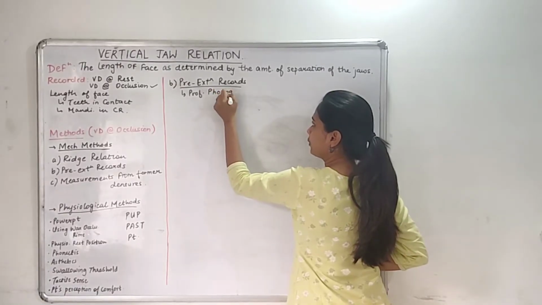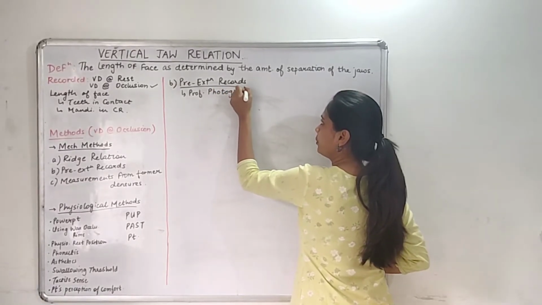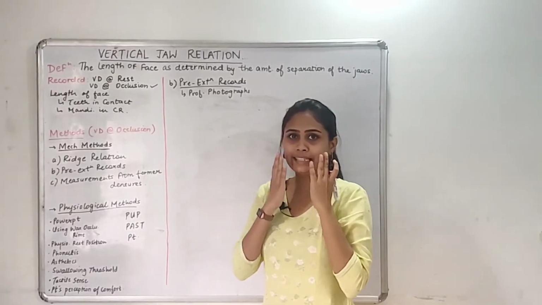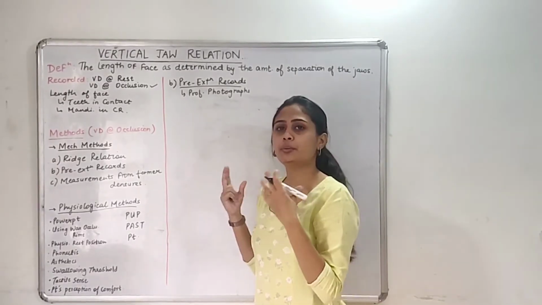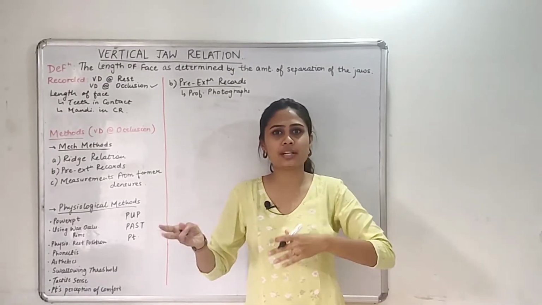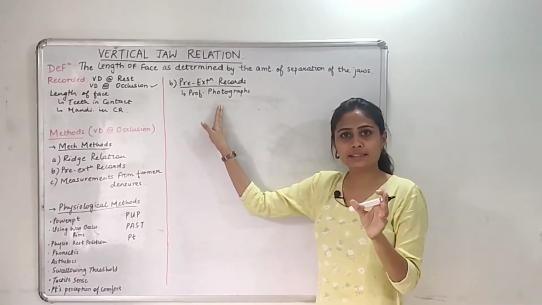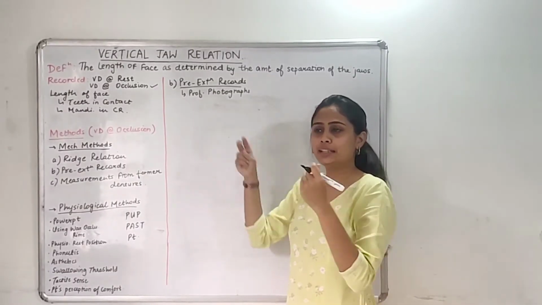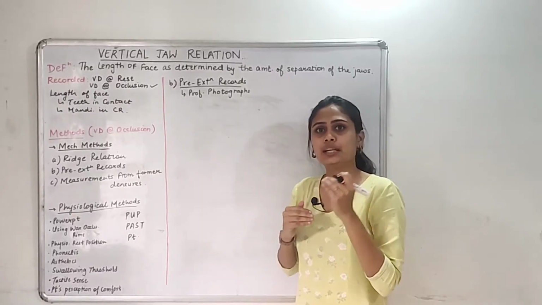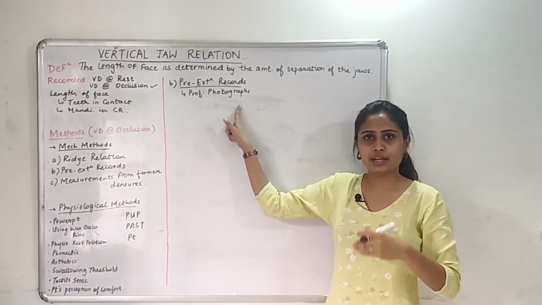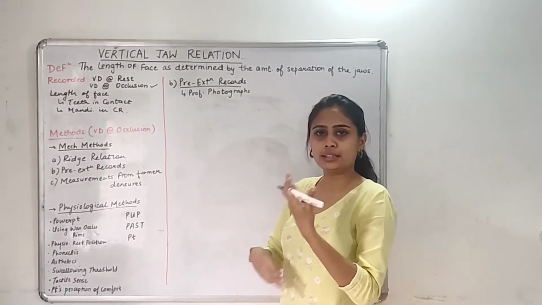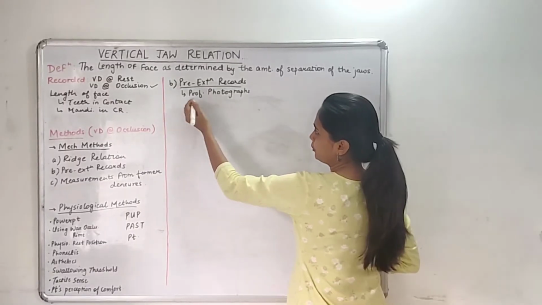In profile photographs, we take the photos of the patient before extraction. When the patient has teeth, the patient is dentate, we take the profile photographs, left, right, open, closed, everything, and these photos are later enlarged, and the distance between the anatomical landmarks is measured, and this is tried to be reciprocated in the dentures. So this is profile photographs.